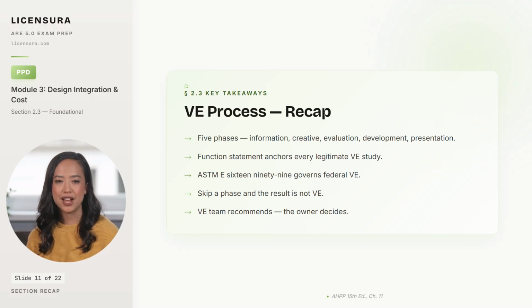And the VE team recommends. The owner decides. The architect who confuses recommendation with authority oversteps the role and takes on personal liability for unauthorized scope reduction.